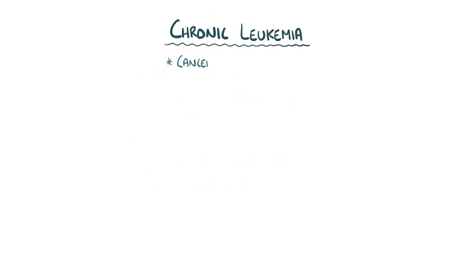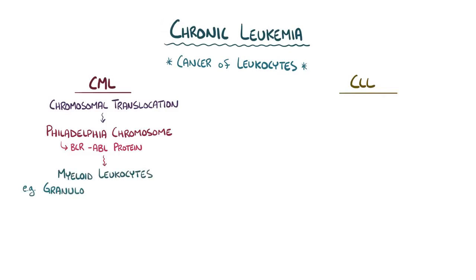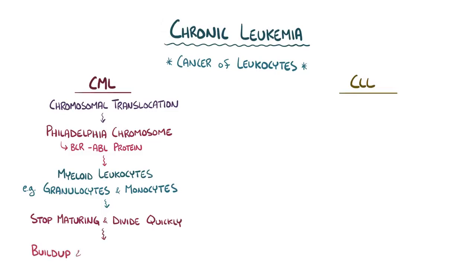Alright, as a quick recap. Chronic leukemia is a cancer of the leukocytes that includes both chronic myeloid leukemia, or CML, and chronic lymphocytic leukemia, or CLL. In CML, a chromosomal translocation results in a Philadelphia chromosome, which codes for a protein called BCR-ABL. As a result, myeloid leukocytes like granulocytes and monocytes stop maturing and reproduce too quickly. These build up in the liver and spleen and cause hepatosplenomegaly.